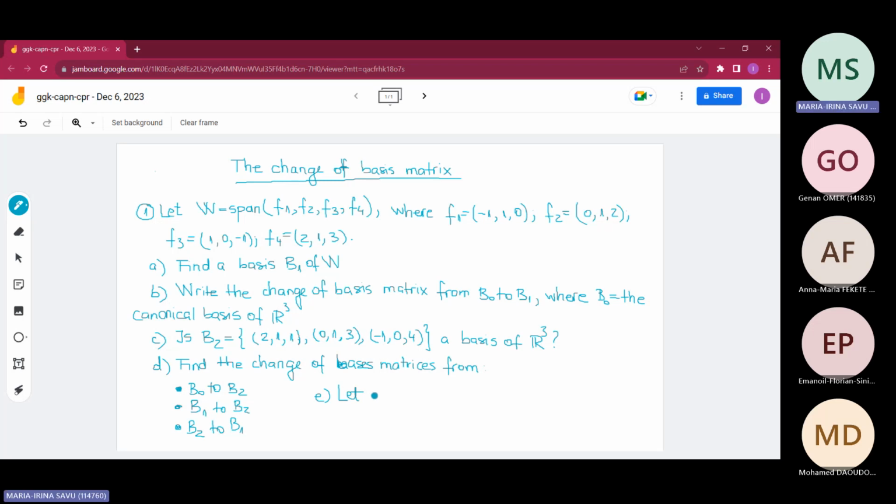Let V equal (3, 2, 7) be a vector written with respect to B1. Find the coordinates of V with respect to B2.